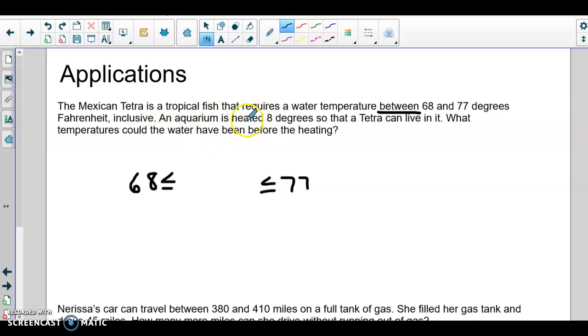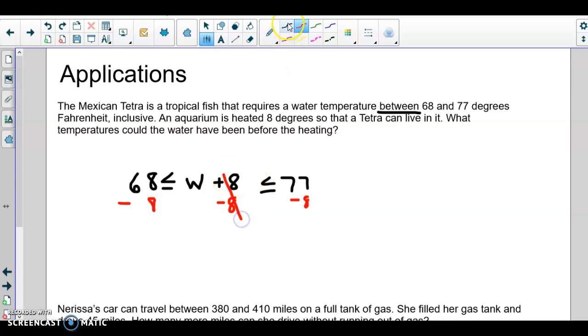An aquarium is heated, that's adding temperature, 8 degrees, so the tetra can live in it. Heated means add. So whatever the temperature currently is, I'm going to add 8 degrees to that. They asked what the original water temperature could have been. I'm going to call it W, before heating. So here's my inequality. There are other ways to figure it out without inequalities, but there's my setup. So I'm going to subtract 8.